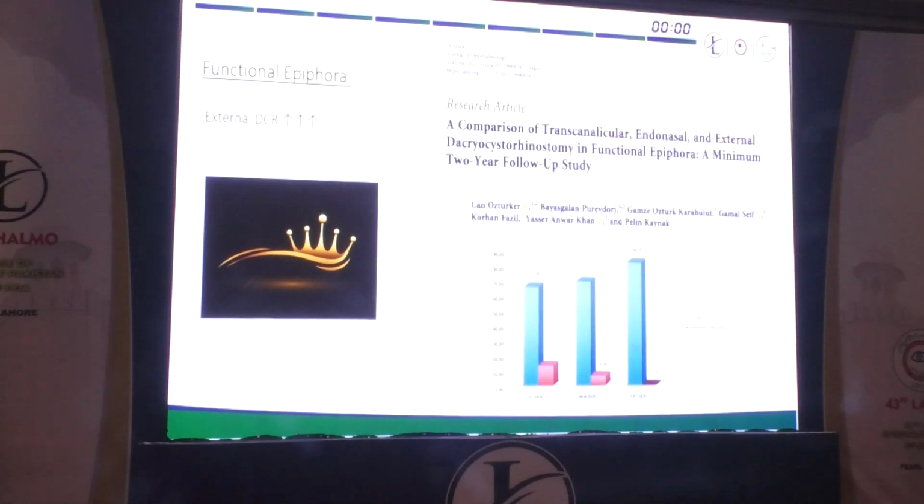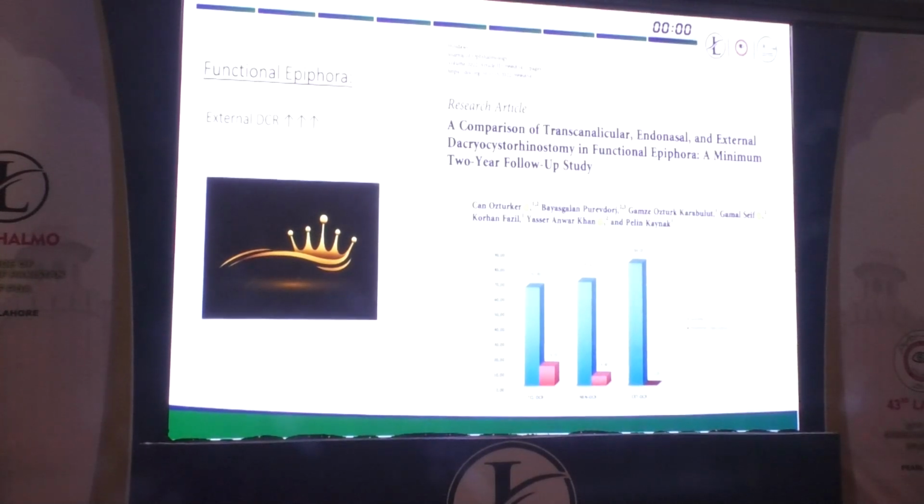I think there are 2 things important in this study. First of all, in the beginning, all these patients were patent on irrigation. There was no anatomic block. But in laser DCR patients after the surgery, there were more than 10% of patients with an anatomic block, which means they ended up with a worse condition than they were before the surgery. And we had no anatomic block in external DCR, and I think this was related to the flaps that we have in external DCR surgery.